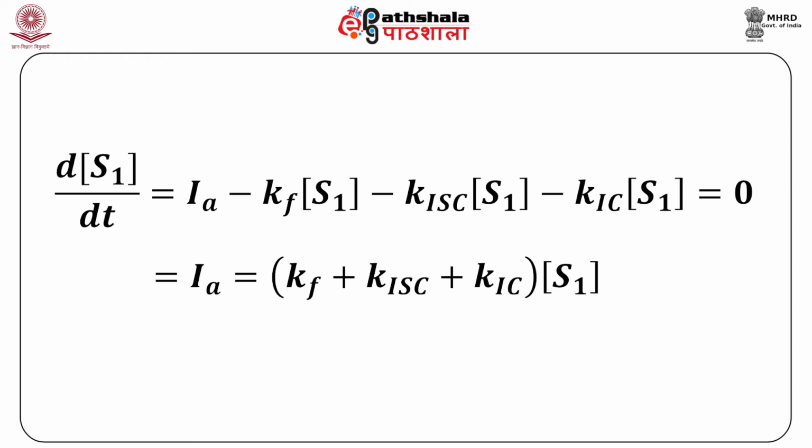So, we find dS1 by dt is equal to IA, the process by which it is formed, minus the process of fluorescence by which it is getting dissipated, minus Kf into S1, plus minus KISC, the intersystem crossing by which it is reducing its population, multiplied by S1. These are all first order rate constants, minus KIC into S1, and this should be equal to 0, which implies that IA is equal to Kf plus KIC plus KISC, and this multiplied by S1.